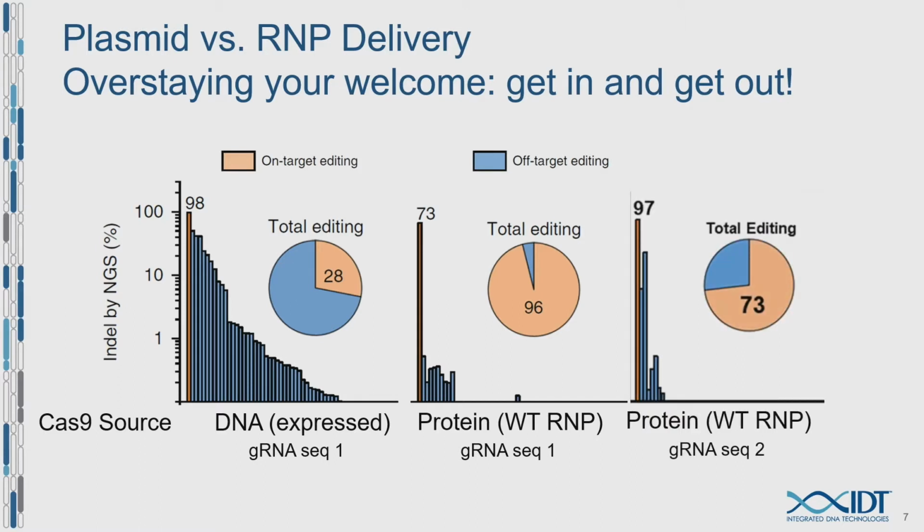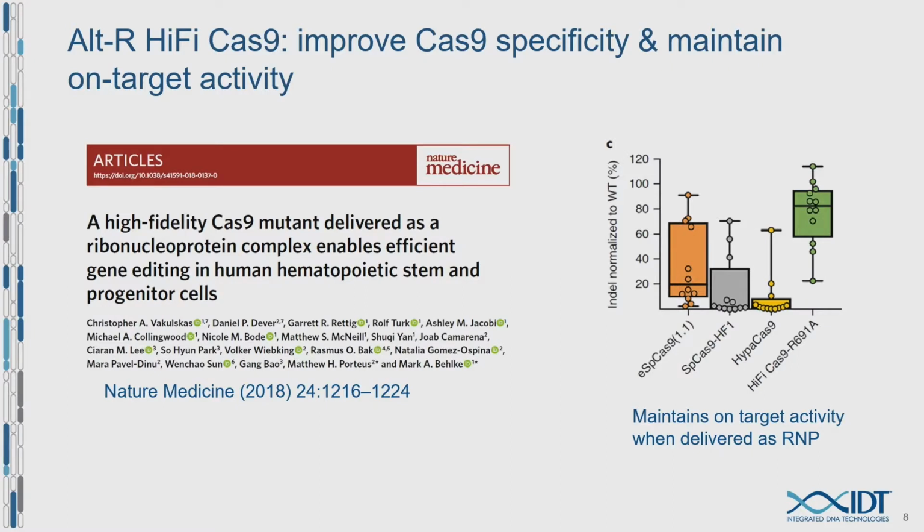However, the third panel here is looking at a different guide RNA sequence. So this is delivered as a protein also. But you can see we are still seeing some off-target sites that are giving about 10% editing. So that led us to try to develop a protein that would reduce this off-target editing.